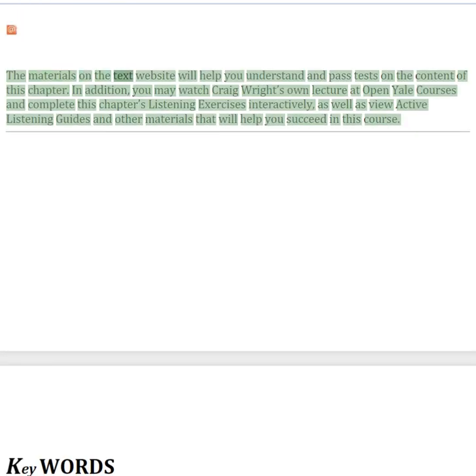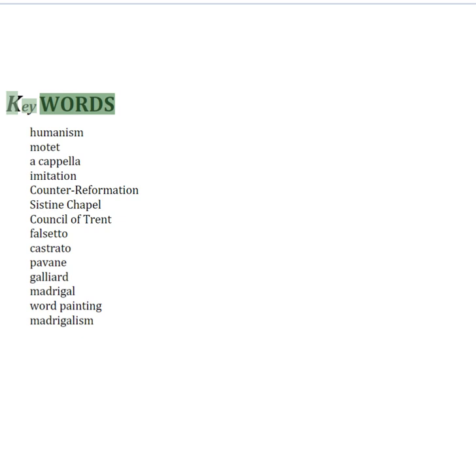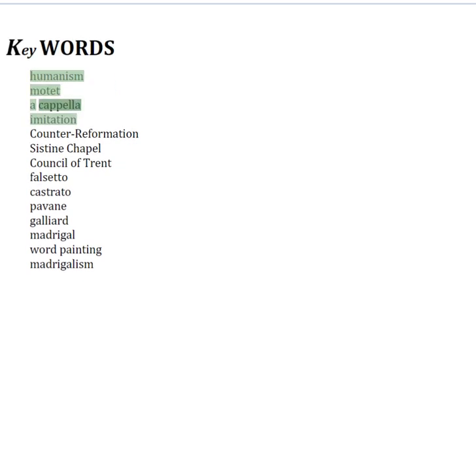The materials on the text website will help you understand and pass tests on the content of this chapter. In addition, you may watch Craig Wright's own lecture at Open Yale courses and complete this chapter's listening exercises interactively, as well as view active listening guides and other materials that will help you succeed in this course. Key words: Humanism, motet, a cappella, imitation.